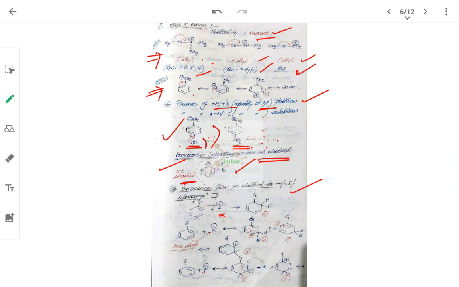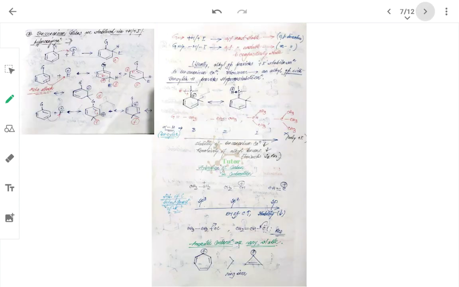This electrophile is attacked at this bond, ortho attack. In case of meta attack, this happens, and in case of para, something else. Now, look at this: benzenonium cations are stabilized via plus M or plus I or hyperconjugation.